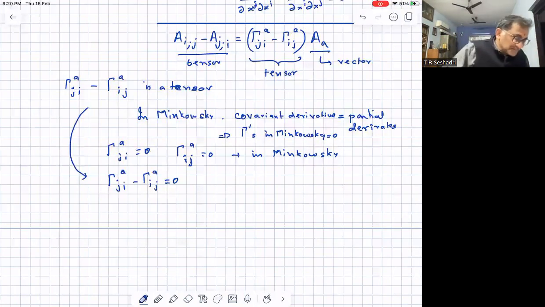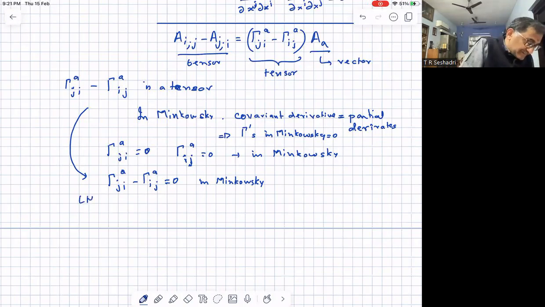Okay? Yes. In Minkowski. Now, since it's a tensor equation, it should be true for any coordinate system. LHS is a tensor. Hence, gamma aji minus gamma aij equals 0 in any system.